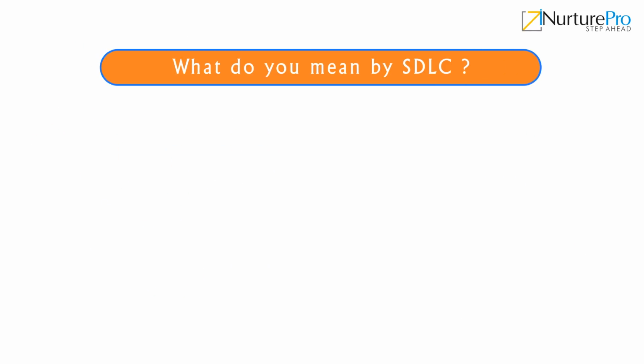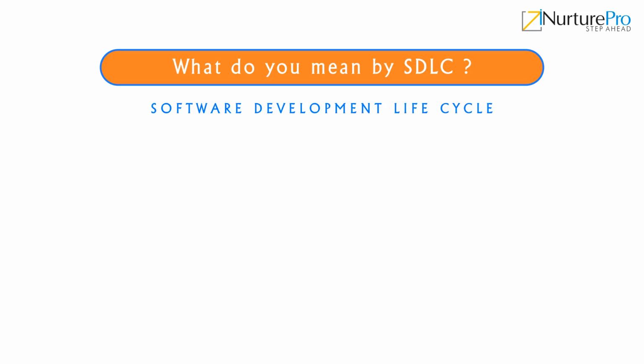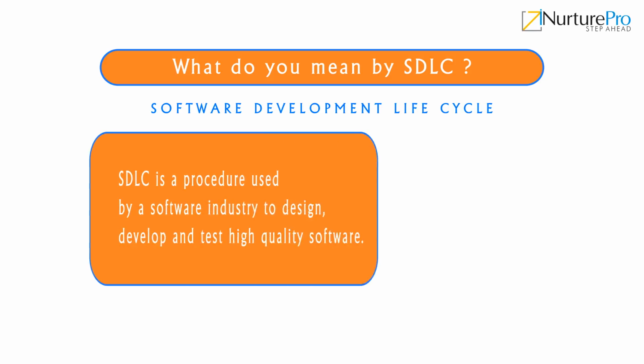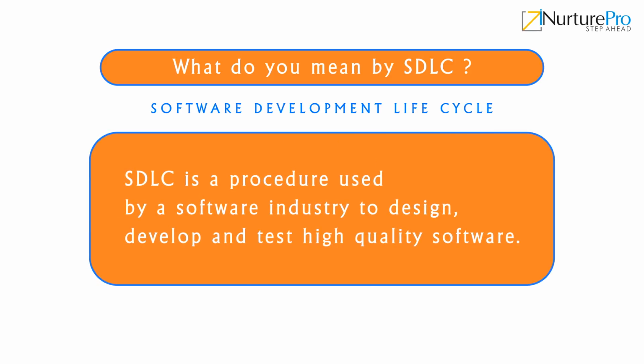What do you mean by SDLC? SDLC is an acronym of Software Development Life Cycle. It is a procedure used by the software industry to design, develop, and test high-quality software. The Systems Development Life Cycle (SDLC) is also popularly known as the Application Development Life Cycle.